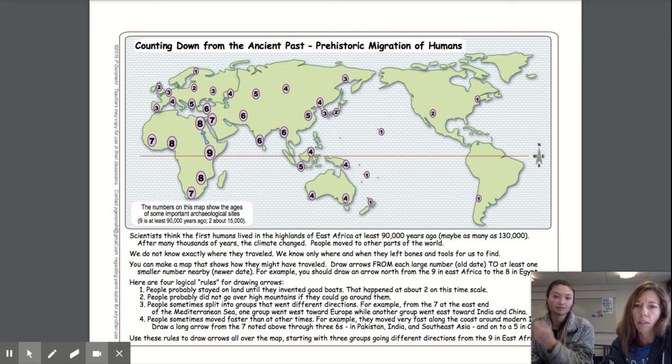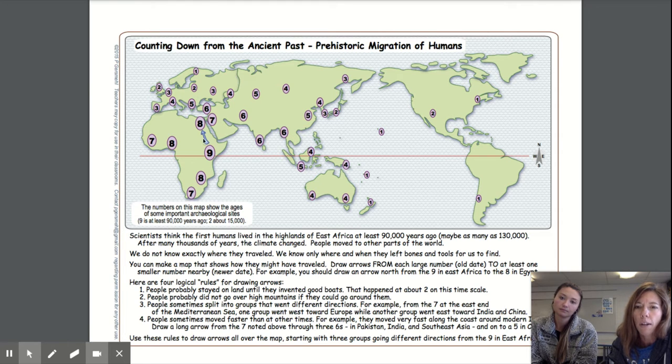Well, not just skulls, but fossils, human bone fossils. So right here is where you're going to start this project. And your job is to draw arrows to where humans went from there. Where did humans migrate to from this spot where we have evidence?